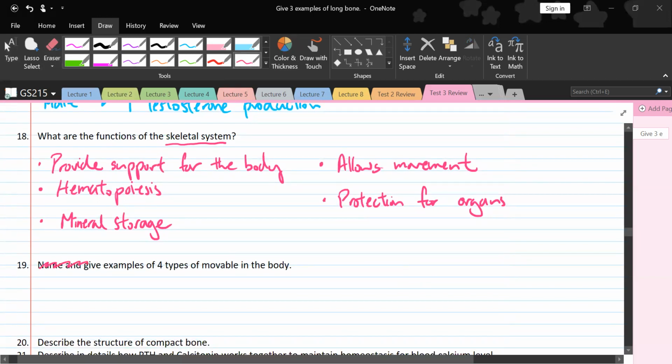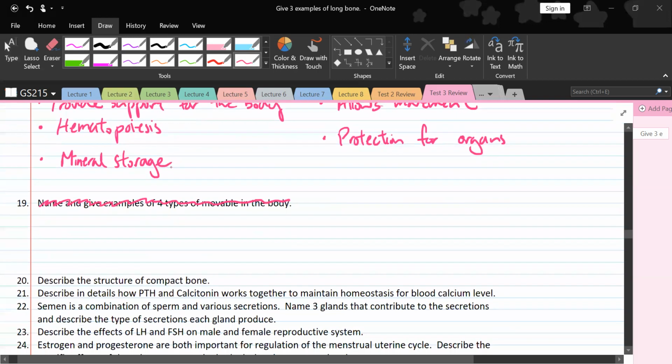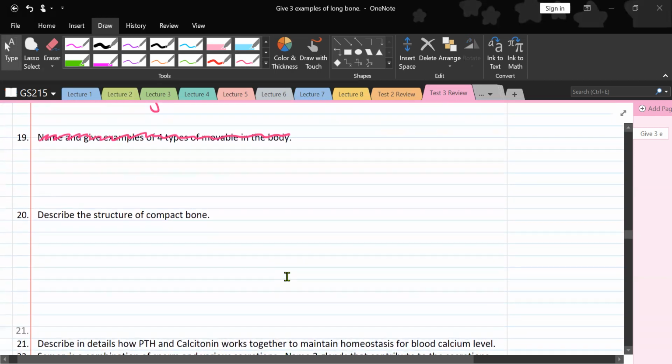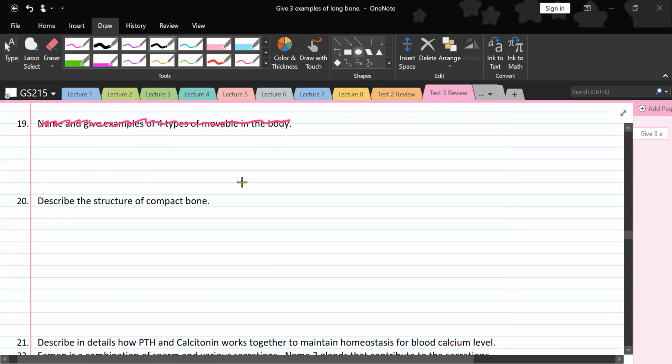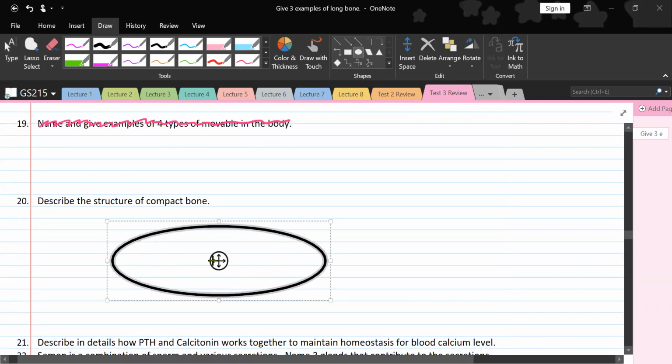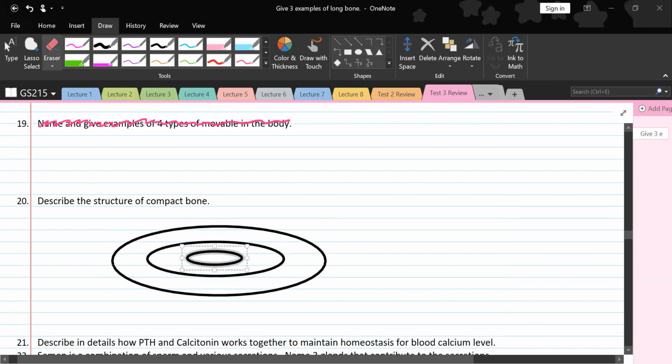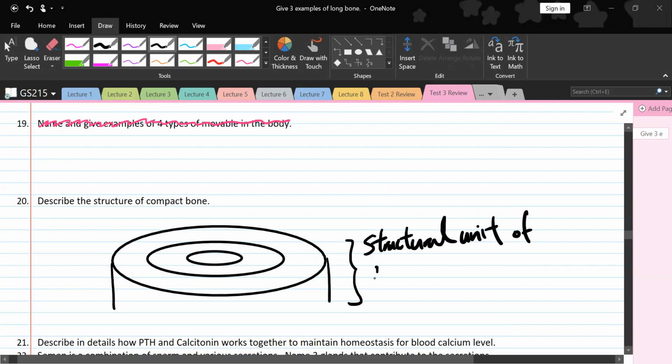I think we did this already. We're just gonna cross that out. Movable joints in the body. Describe the structure of compact bones. I'm just gonna briefly do that for you. So we have these concentric circles, right? Okay. What is this whole thing called? Does anybody remember the structural unit of a compact bone? Structural unit of compact bone. What do we call this thing?